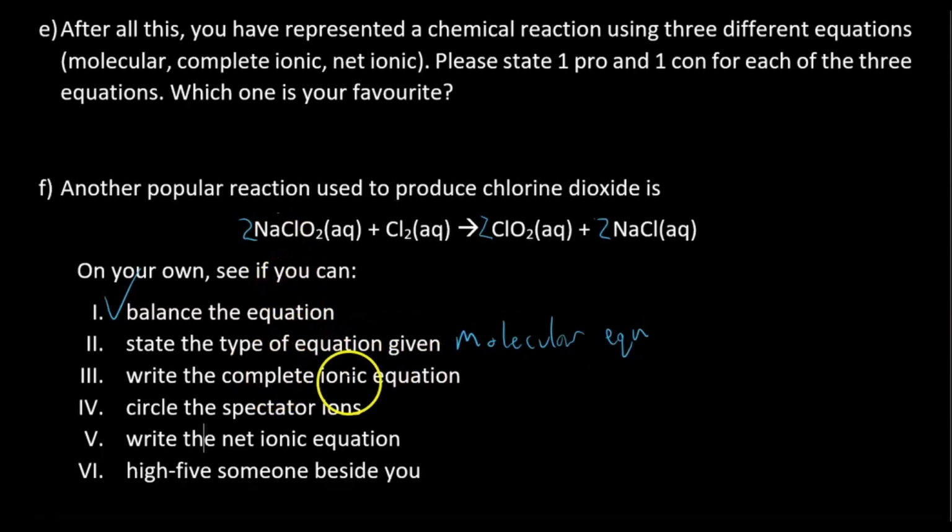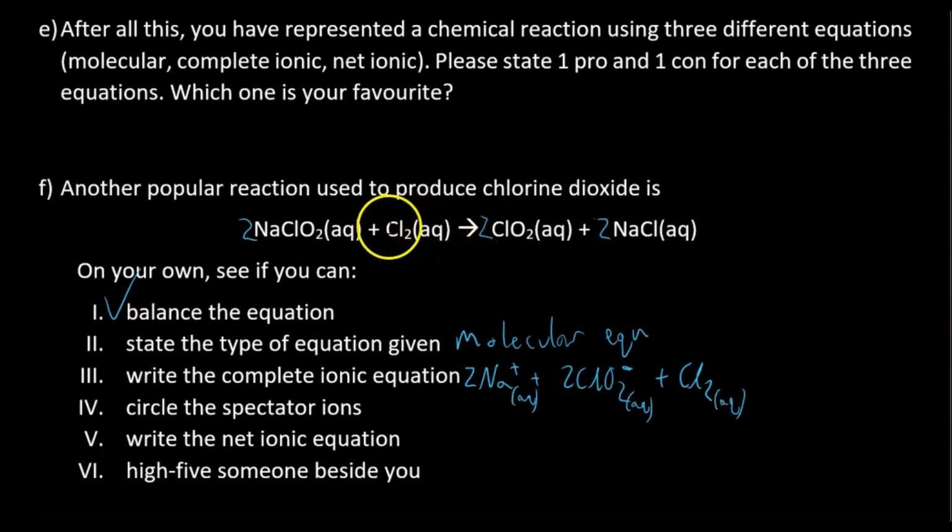Write the complete ionic equation. So that's with all the ions, the complete. We're not removing any ions. So here's an ionic compound that will split up. So it's 2 Na+, and there's 2 ClO2 negative. Now, this has to be negative because the sodium is positively charged. It splits up into cation and anion. And chlorine in water doesn't break up. It's a molecular compound. Let's put AQ here, AQ here, AQ here.